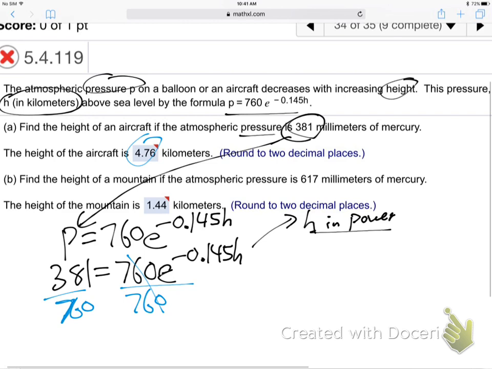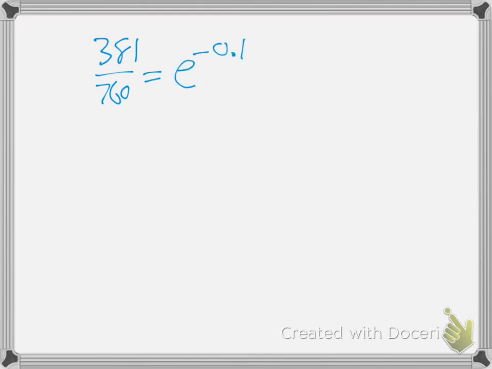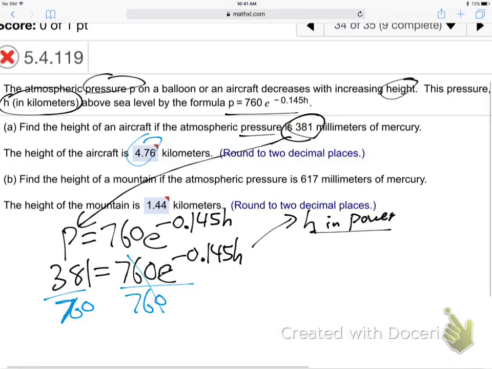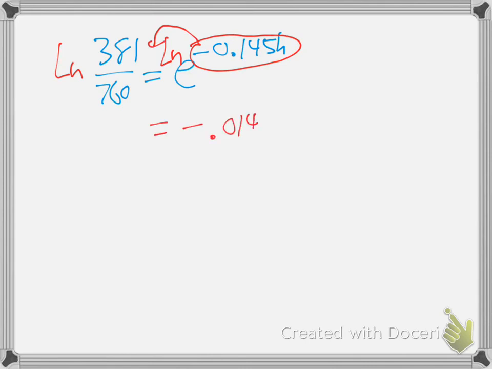So I need a fresh screen if that's okay. 381 over 760 equals e to the minus 0.145h. Do I have that right? Everybody good to there? So I'm trying to solve for h now. I'm going to leave that fraction as it is rather than some long decimal. You know the next step, right? ln both sides. You get the base alone, ln both sides. And what happens? The power comes down to the front. So minus 0.0145h. That whole power comes down to the front.